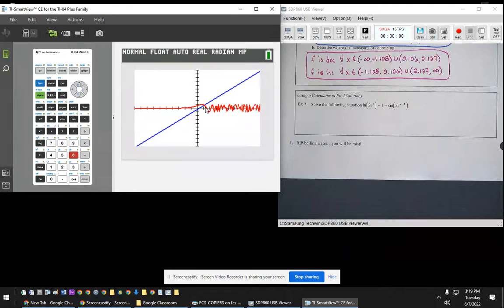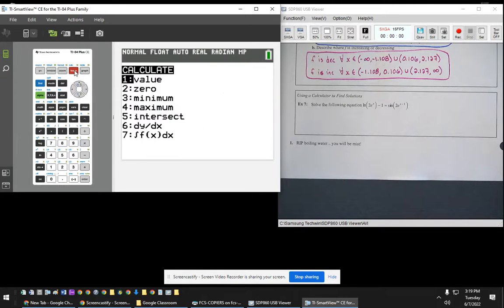So now I just need to figure out where they intersect. Again, anything good with a calc in the graphing section is above trace in calc. Second calc, I don't want to know the 0, I don't want to know the min, I don't want to know the max, I want to see where they intersect. So I'm going to hit enter.